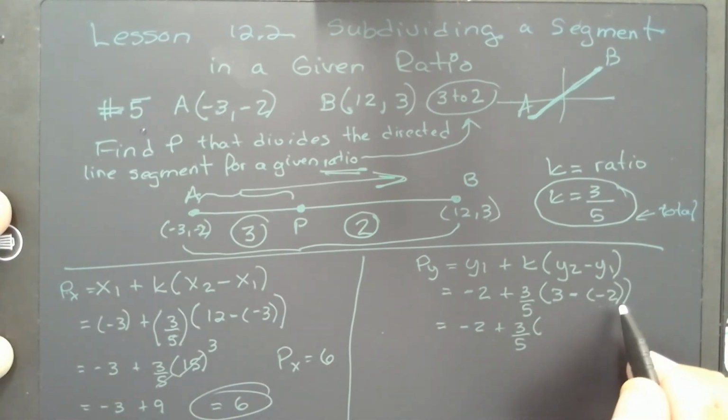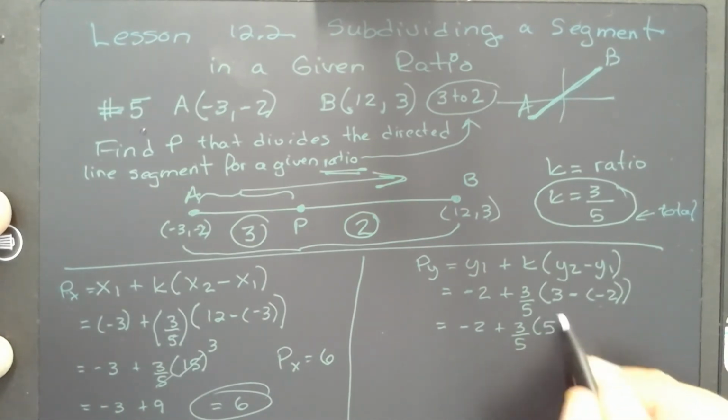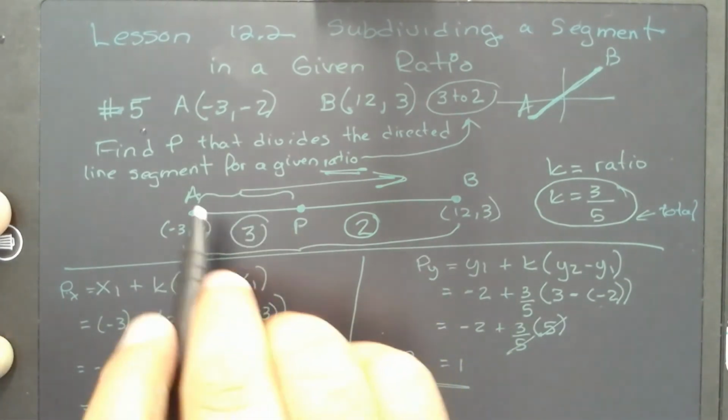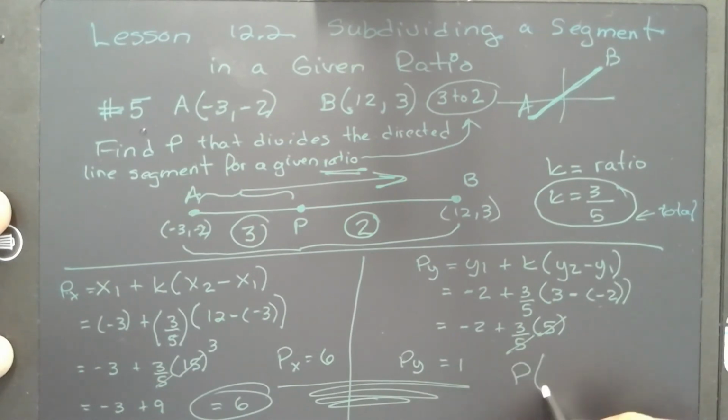3 minus negative 2 is what? 5. Very good. This will be 5. This actually cancels out, guys. Correct? So what's negative 2 plus 3? 1. So here, p of y is equal to 1. So the coordinates that I'm looking for, find P, my P is going to be 6, 1. That's my final answer right there.